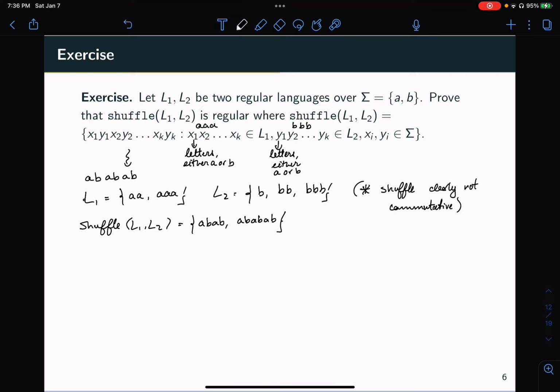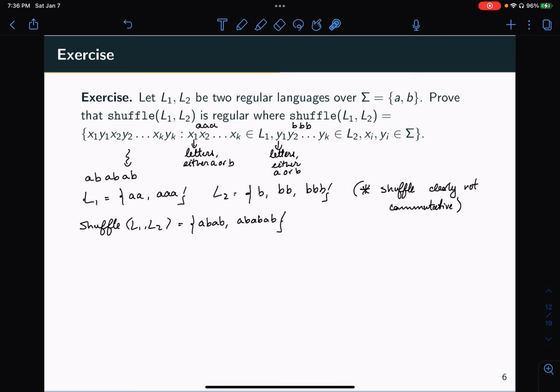Okay, so that's maybe that. Hopefully that gives you a better idea. Really remember what you're doing, because here the K's are the same. You're doing this for every possible string length that exists in each of the languages, and then for each string length, you're taking all of the strings in L1 and all of the strings in L2 and shuffling them together.